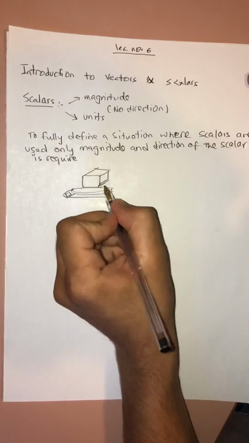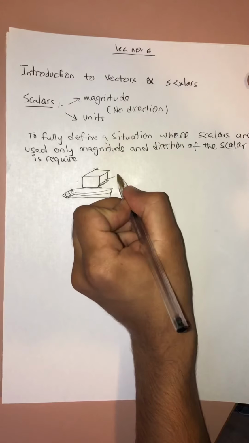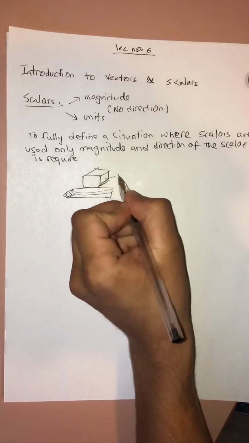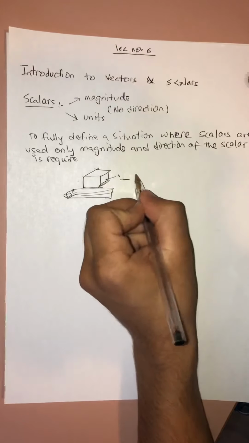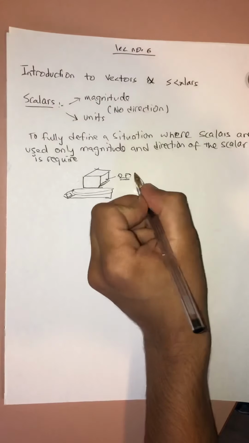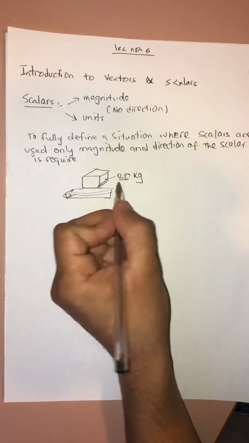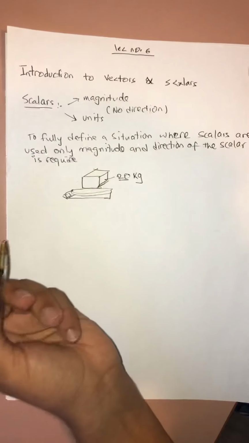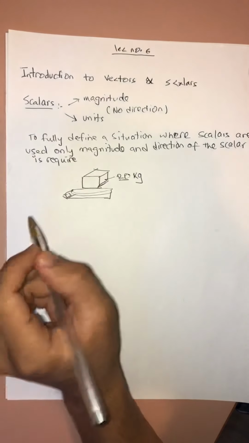So to fully describe this situation, you only need the mass. Actually, what I mean is a number that will describe the quantity of matter in the mass and the units of that number. Because if I say 20 it is meaningless unless I put kg with it. Okay, 20 kg does make sense, but I don't need anything other than this to fully describe what is going on here, in this situation. So this is a very brief concept of scalars.